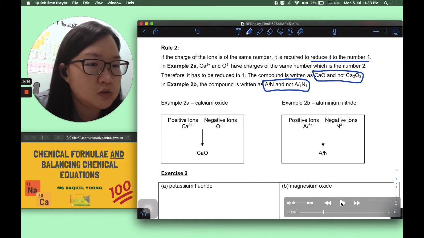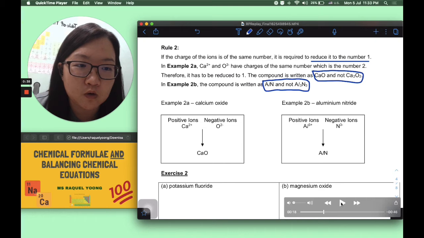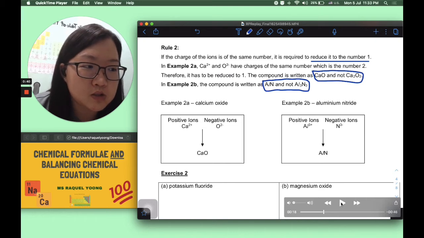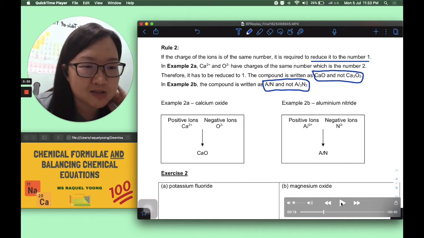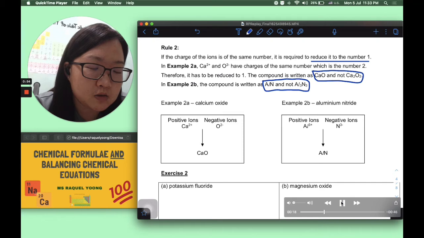Okay, but just a huge disclaimer here for my students. As I mentioned to you, if you do the balancing of charges the way that I've taught you using my method, and not, let's say, the cross method, then this rule actually doesn't quite apply to you. And I'll demonstrate to you right now.